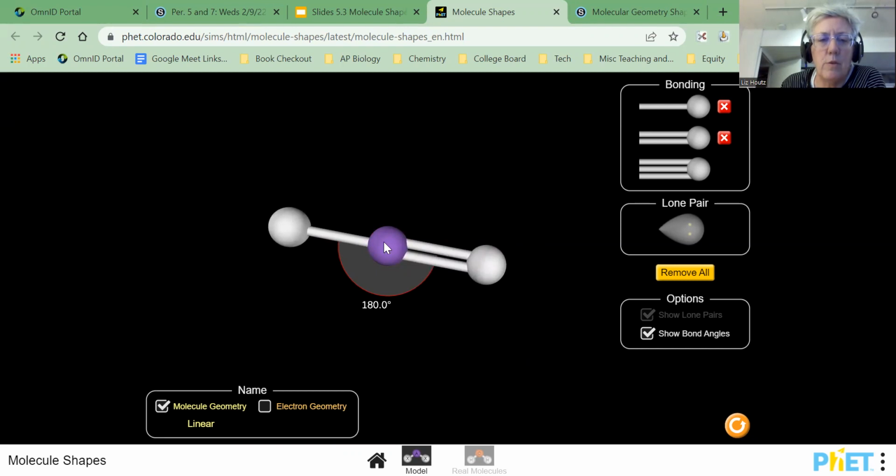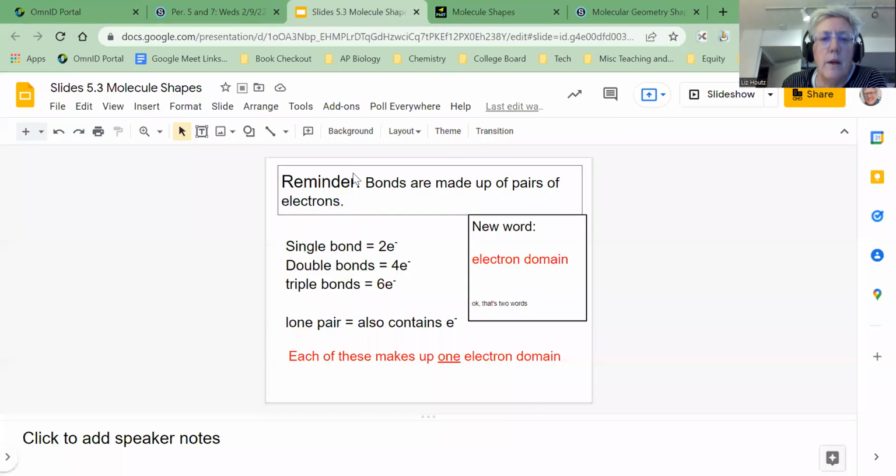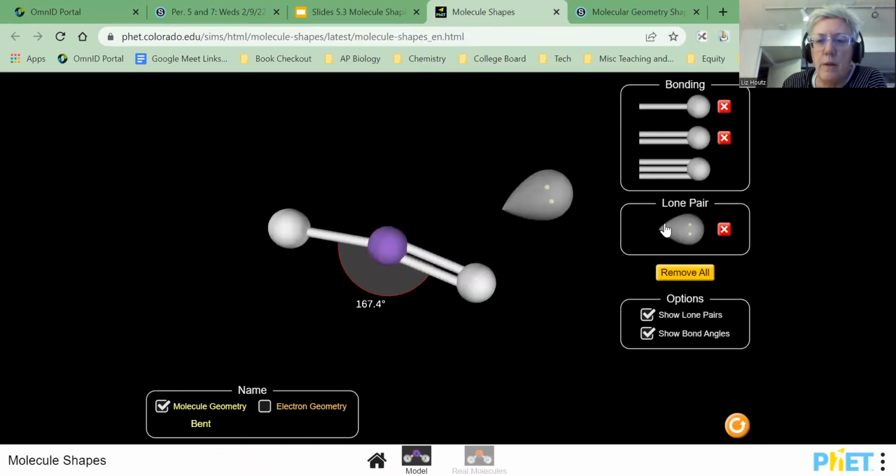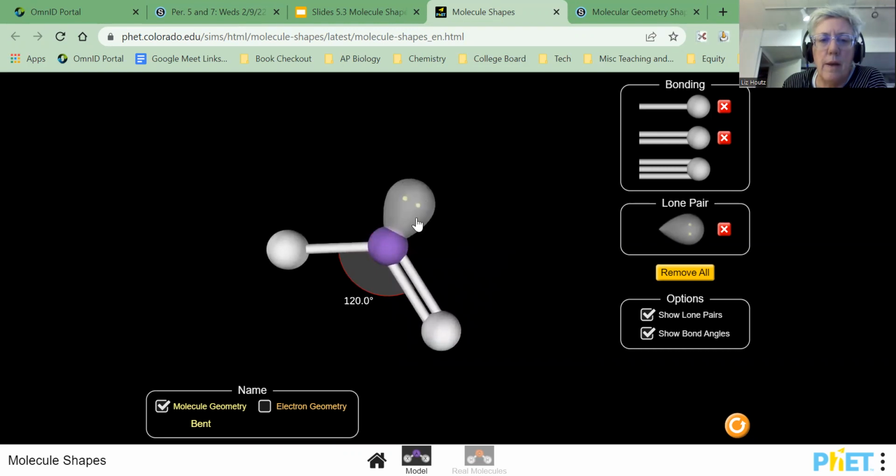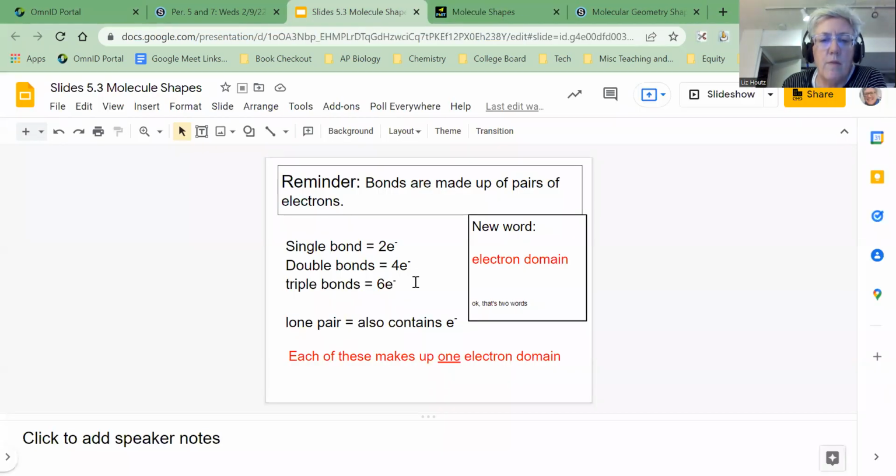I hope in your head you're answering 2. 1, 2. Okay, another thing is that a lone pair also contains electrons. It's not bonded. They're a non-bonding pair. So if I dragged a lone pair on there, that is also an electron domain because that's a region where there are electrons. So in this picture, I have one electron domain, I have another electron domain, and I have another electron domain. Okay, so that's really one thing you have to be able to do is figure out how many electron domains a molecule contains.